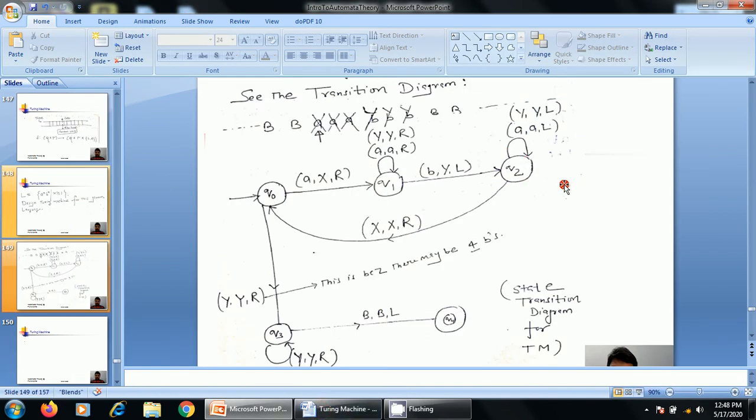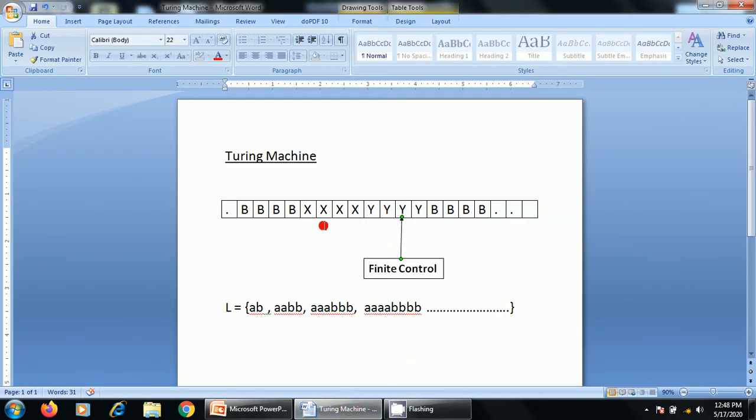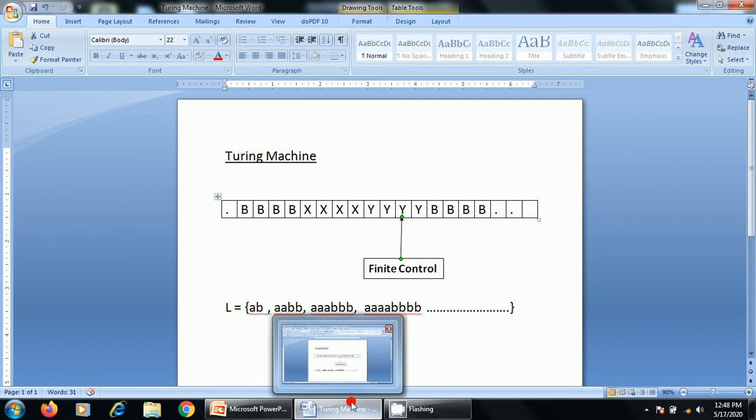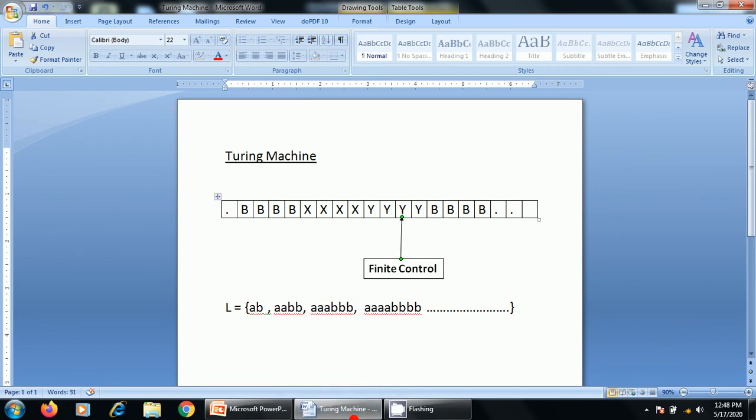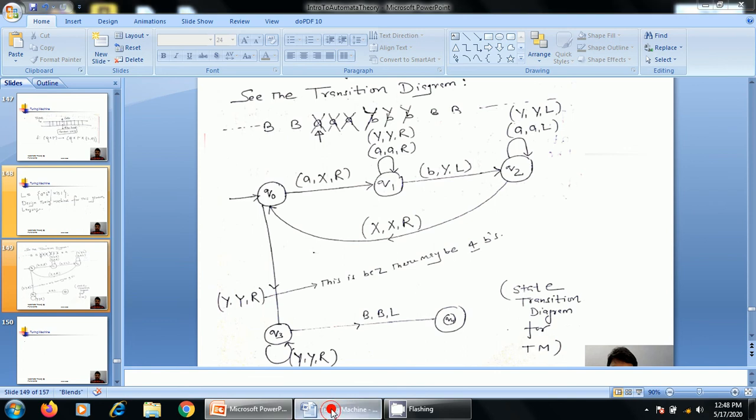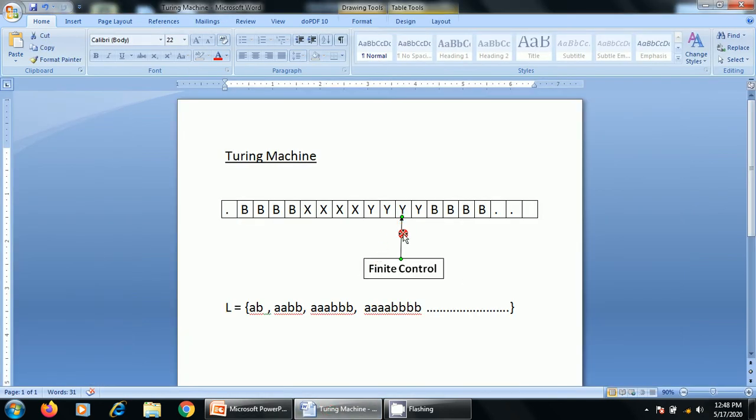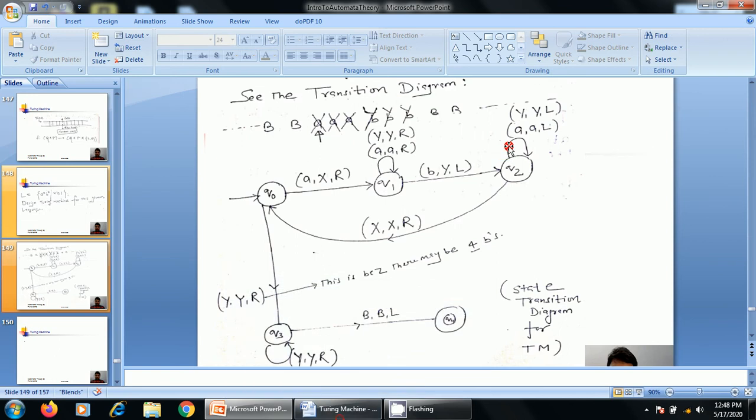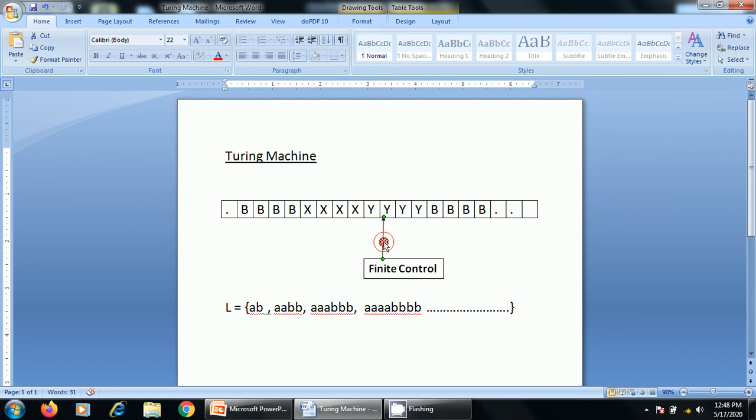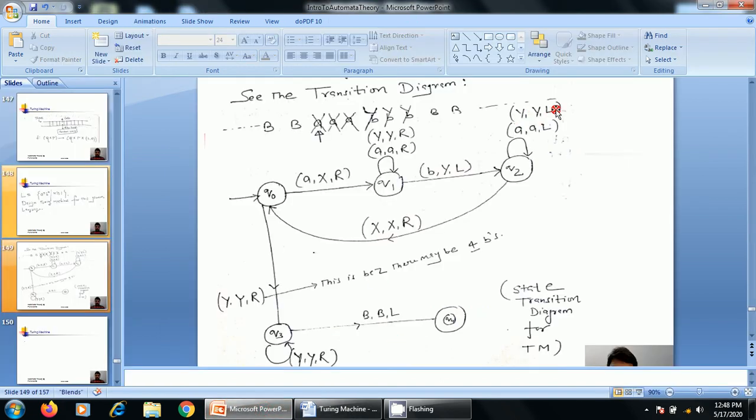Now what will the machine do? The machine will cross all Y, and if there is an A also, then cross all A also to search for the first X, because there may be 5 A and 5 B also. Now see, if there is a Y, keep it Y and move left. There may be many Y, that is why there is a loop. And now we are at the same state, Q2.